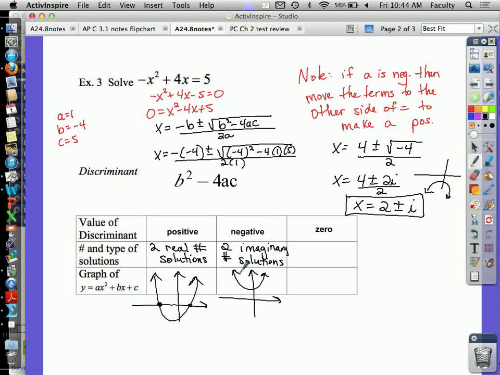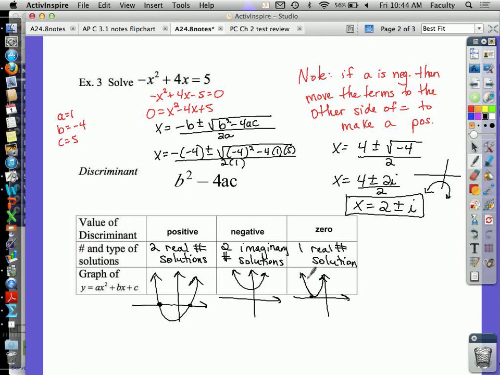Now, if the discriminant is 0, there's only one real number solution. And this is the case where the parabola is touching the x-axis at its vertex. Okay? All right, any questions on the discriminant?